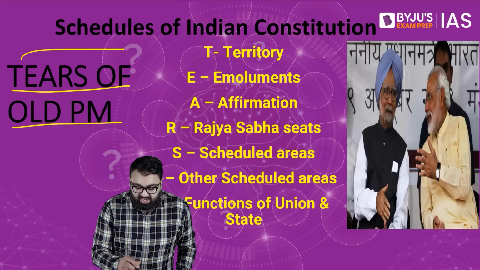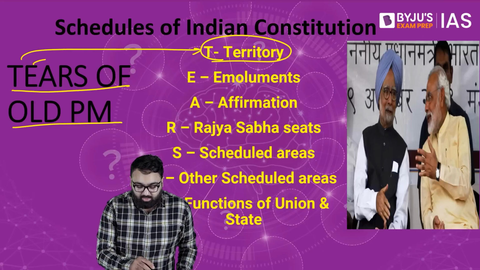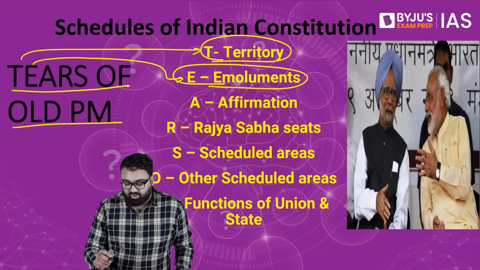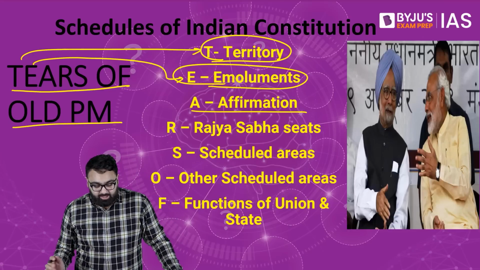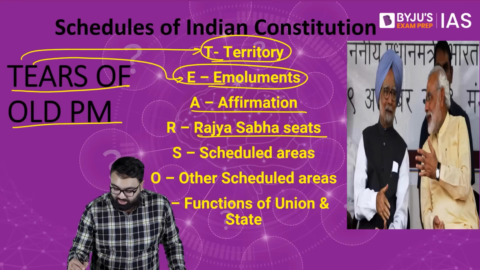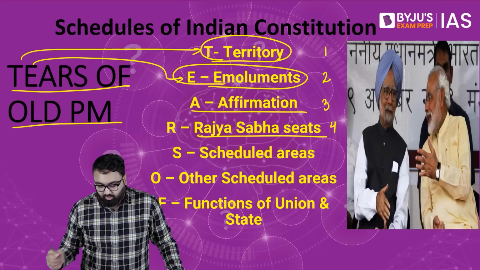T stands for territory because schedule number 1 talks about the territory of India. Schedule number 2 talks about the emoluments, that is salary, etc. of important positions. A stands for oath and affirmation mainly. R stands for Rajya Sabha seats given to respective states. So this is Schedule 1, Schedule 2, Schedule 3, Schedule 4.